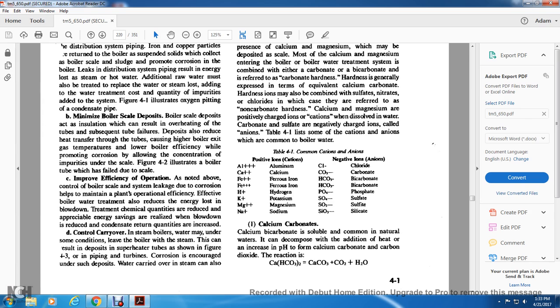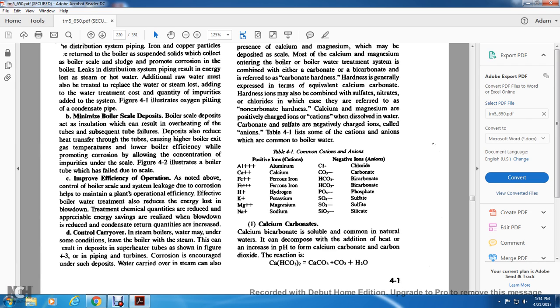C. Improve efficiency of operation as noted above. Boiler scale and system leakage due to corrosion help to prevent the plant's operational efficiency. Effective boiler water treatment also reduces the energy loss of the blowdown. Treatment chemical quantities reduce the energy lost, saving the energy realized with the blowdown and reducing condensate return quantities.